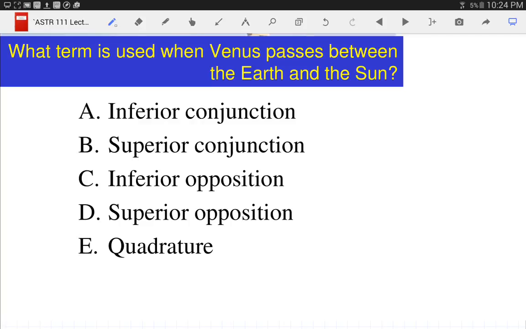This will be, I think, our last clicker question. What term is used when Venus passes between the Earth and the sun?